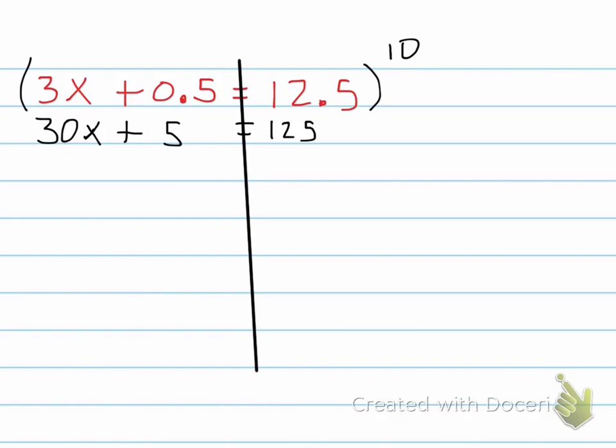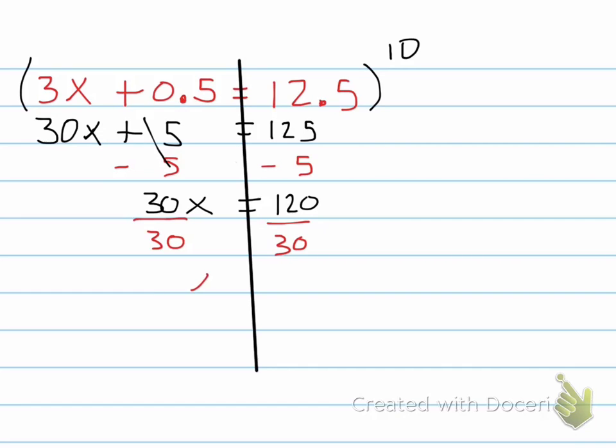I'll do my steps in red. So subtracting 5 from both sides, and I have what's left. Well, those 5's cancel, and I have 30x equals 120. And now I divide by 30. X equals 4. So anytime you have a decimal, you can multiply by 10 as long as you multiply to each term.